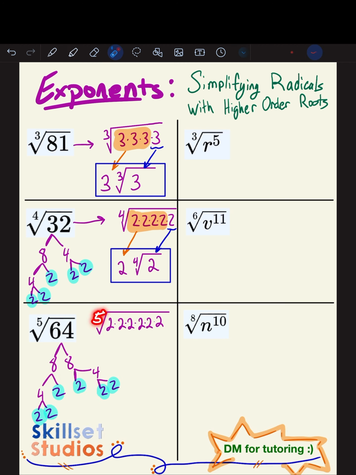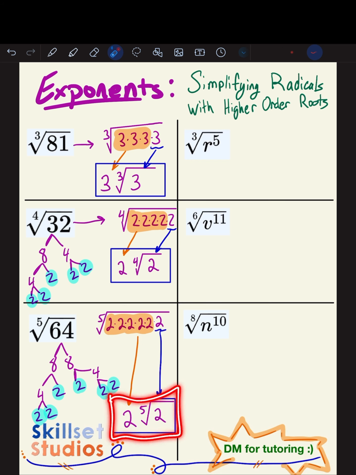And again, for this problem, we're looking for groups of 5 of the same number, and so these 5 2's can leave the radical, while that one remaining 2 will stay inside. And so 2 times the fifth root of 2 becomes our final answer for this problem. So now let's see the variables.